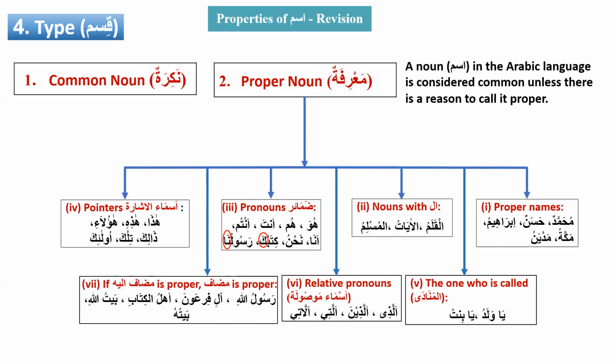So there are 7 reasons to call an ism proper. Now remember this. And if you don't find any of these reasons, then what is that ism? Common. Brother Hamid, if you don't find any of these reasons, then what is that ism, proper or common? Common noun. So you just look for the reasons to call it proper, and if you don't find any of these 7 reasons, then it is a common noun.